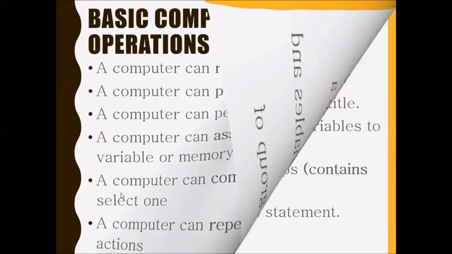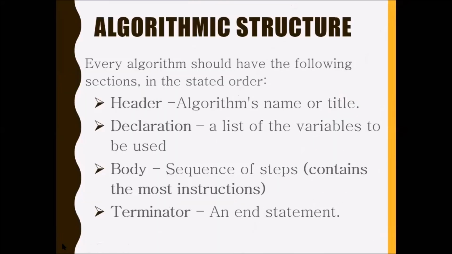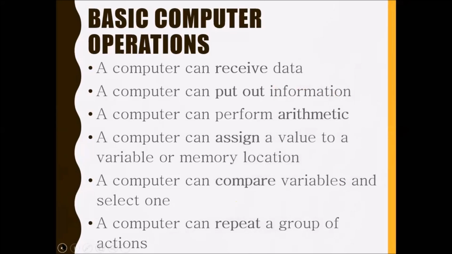All right, so basic operations now. Your computer can receive data. This now is the input. This is the input aspect. You're going to take data from the outside world. You're going to take data from the user. So that is the data that you're going to receive.